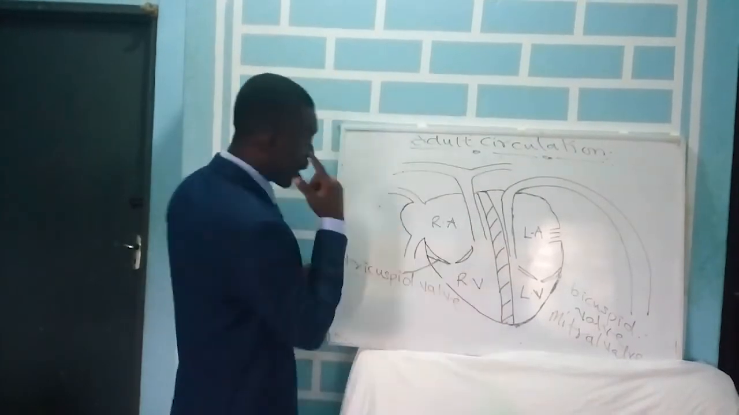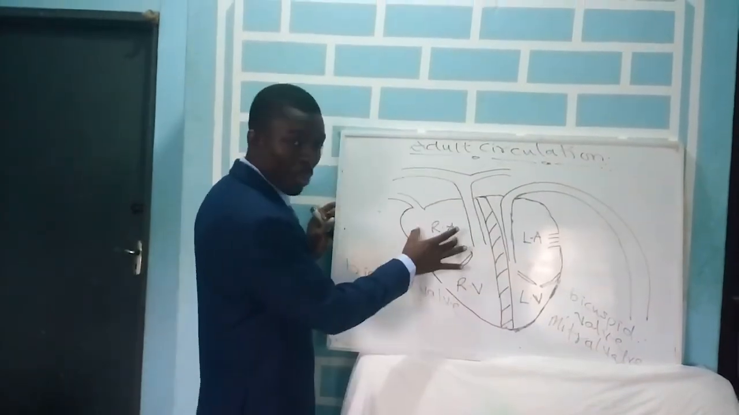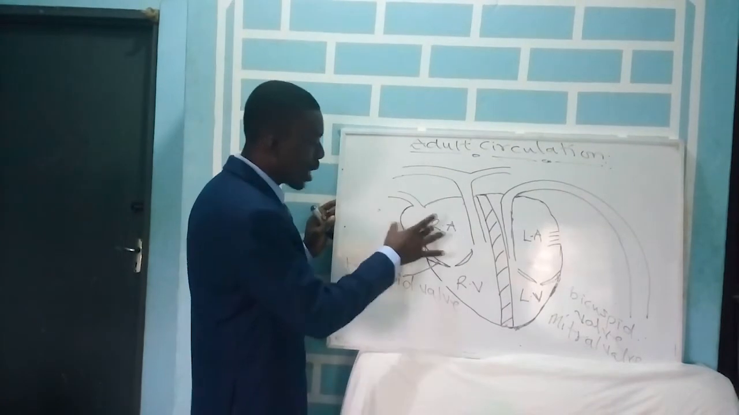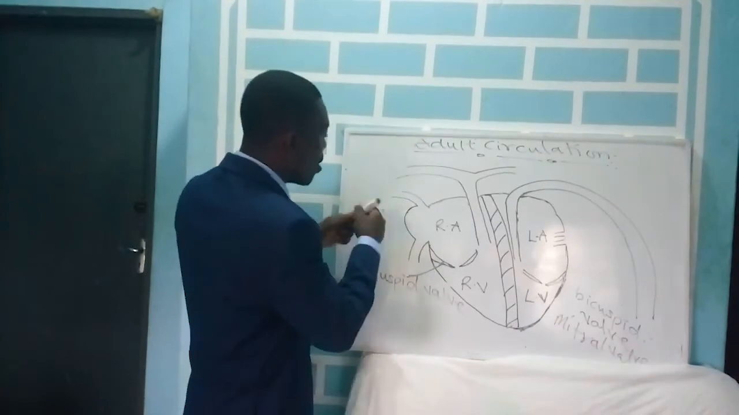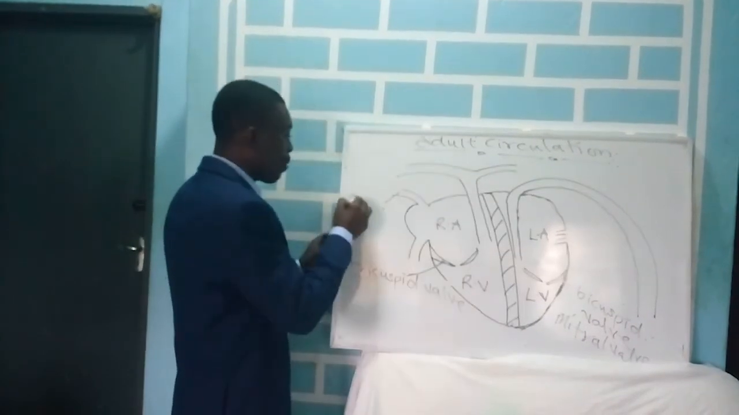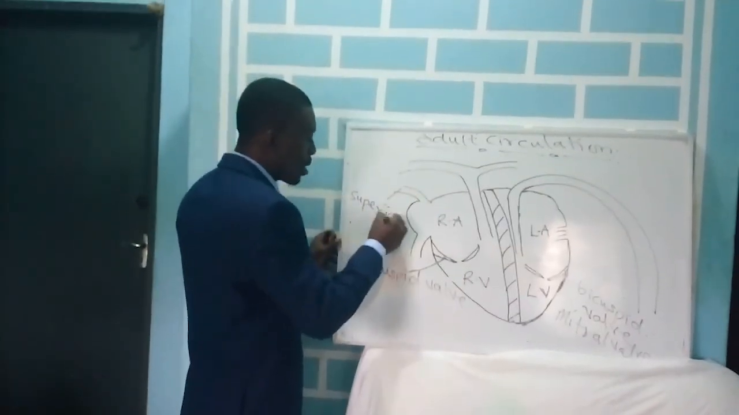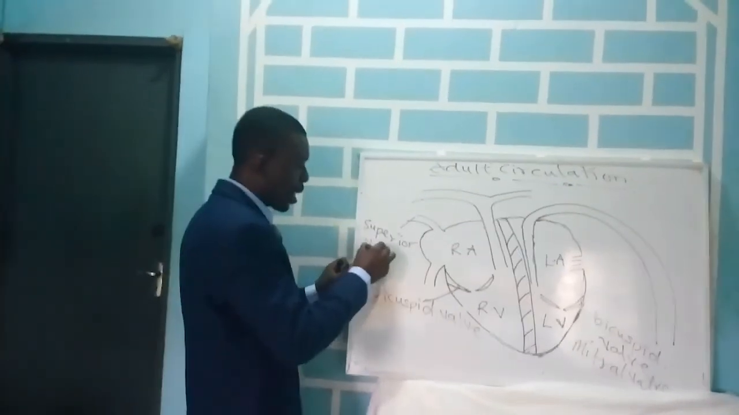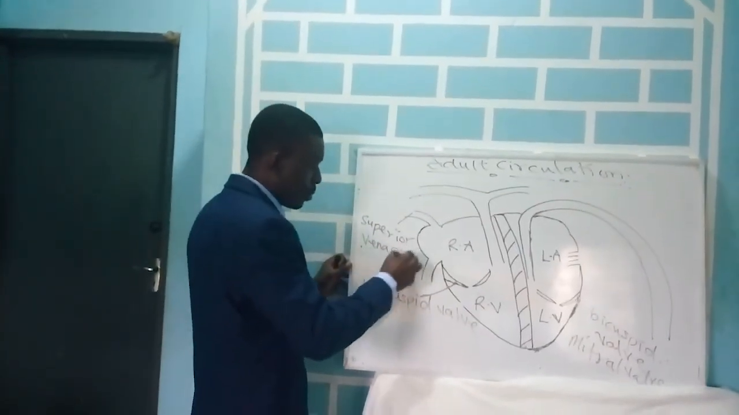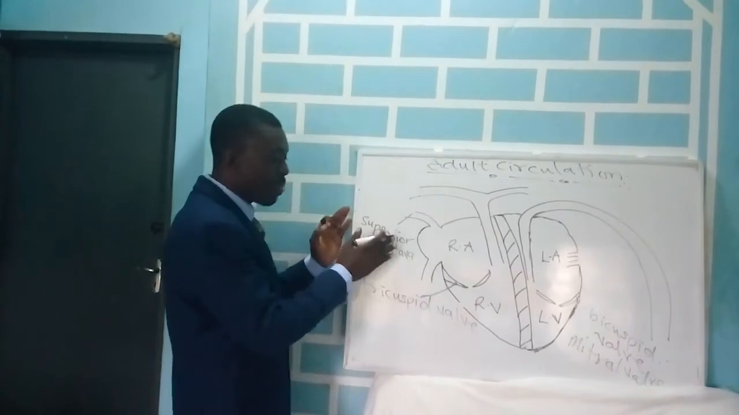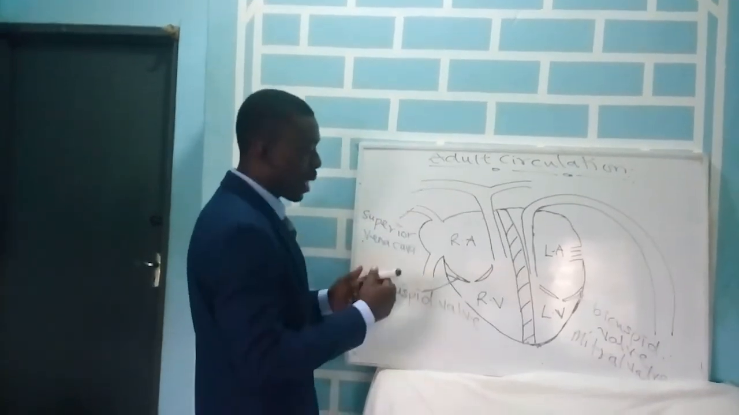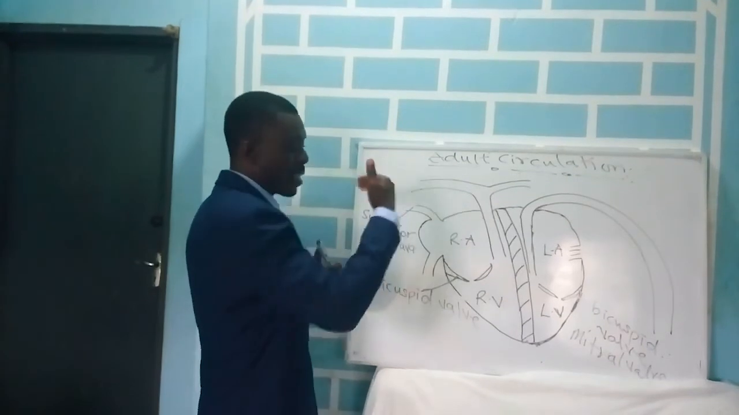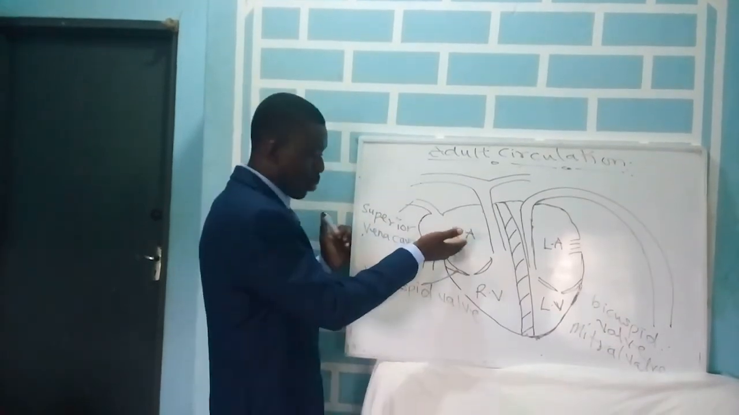So looking at the right side, we realize that we have the right atrium. And in the right atrium, there are 2 large blood vessels entering. So we call this one the superior vena cava. Superior means up. Okay, superior vena cava. And this superior vena cava is a very large vein that drains deoxygenated blood from the upper portion, that is the head and neck, to the right atrium.